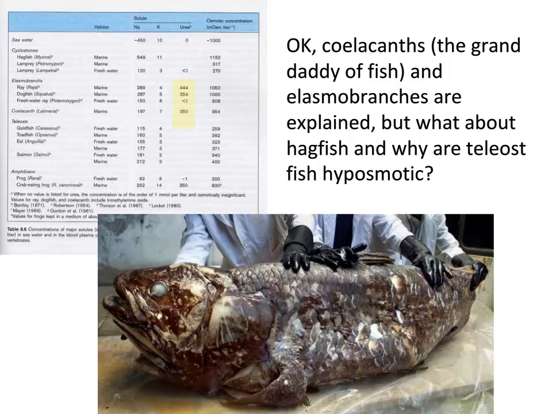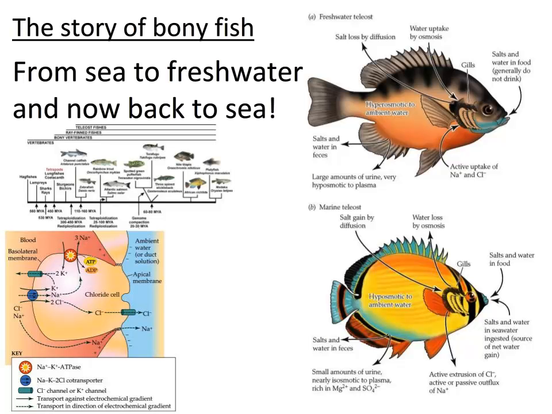But why are hagfish isoosmotic with their external environment, and why are teleost fish hypoosmotic? Why aren't they the same? So with bony fish, what we used to believe, or what the story was that we believed, that we have the elasmobranchs.